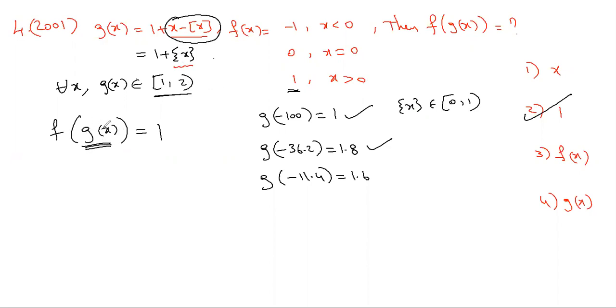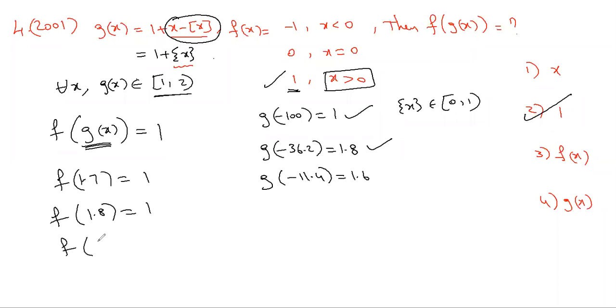So this g of x is always positive, and f of a positive value is always equal to 1. That's why, whatever the g of x is, you take 1.5, 1.7. Suppose f of 1.7, it will be 1. f of 1.8, it will be 1. f of 1, it will be 1. f of 1.6, it will be 1. All the outputs, whatever you're getting from g, will become input for f, and because all of them are positive, f will give the final output as 1. The final output is what the question asked, that is 1. The answer is 1, option 2.